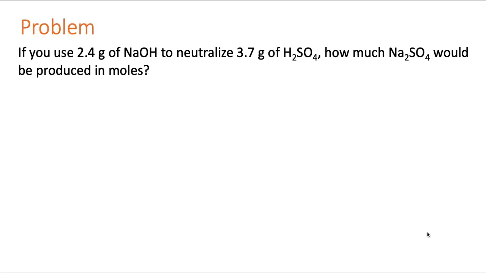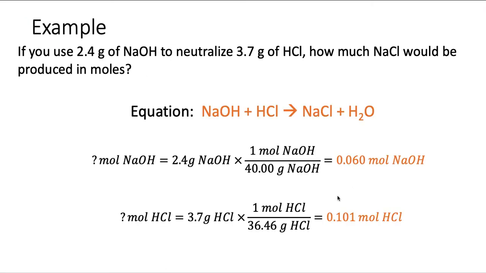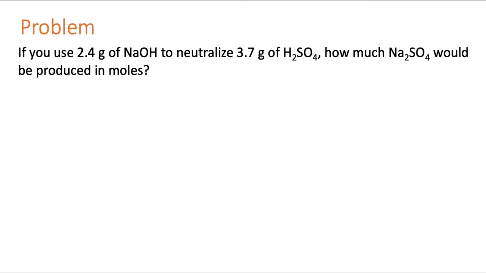Now, what happens if I don't have a 1-to-1 ratio here? I had a 1-to-1 ratio between all of my reactants and products. What if I don't have that? Things get a little more complicated, but not by much. So let's look at the same type of problem with the same initial numbers, but now I have NaOH, and instead of HCl, I have sulfuric acid, H2SO4. How much Na2SO4 would be produced in moles? I go through the same steps.